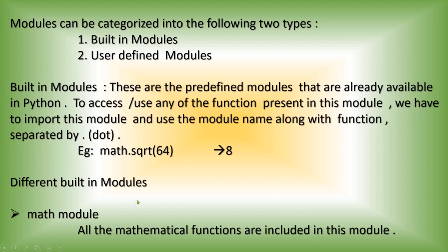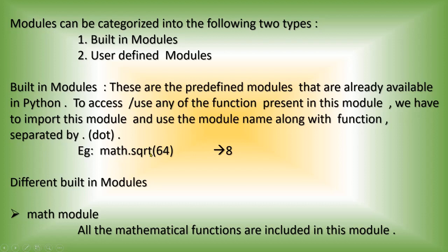I'll show you an example here, sqrt. sqrt is a function name and math is the module name. sqrt is the function which is used to find the square root of a given number. In this example, it will find the square root of 64. This sqrt is defined inside the module math.